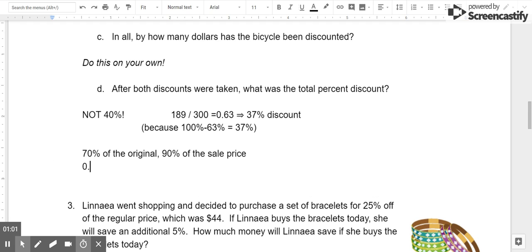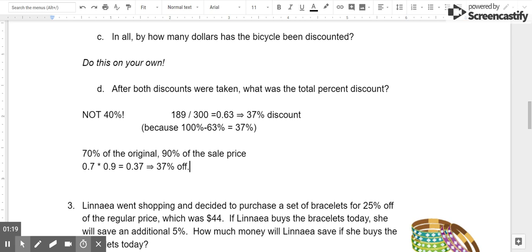So if I take 0.7 times 0.9, that gives me 0.37, which is the same amount that I paid, right? Or the same percent that I got discounted, rather. So that means I have 37% off.